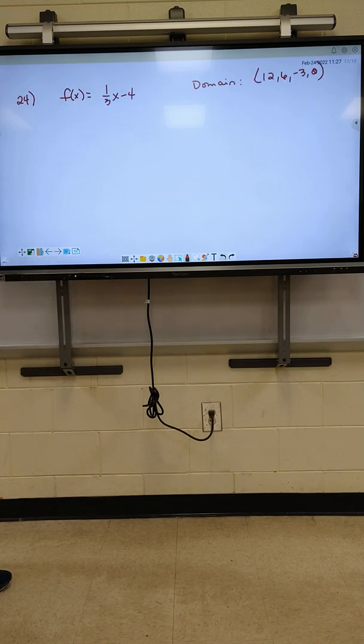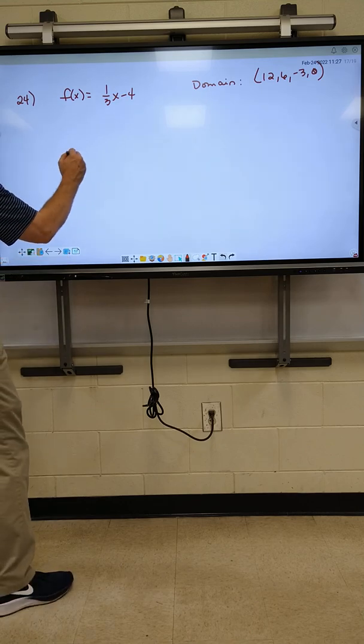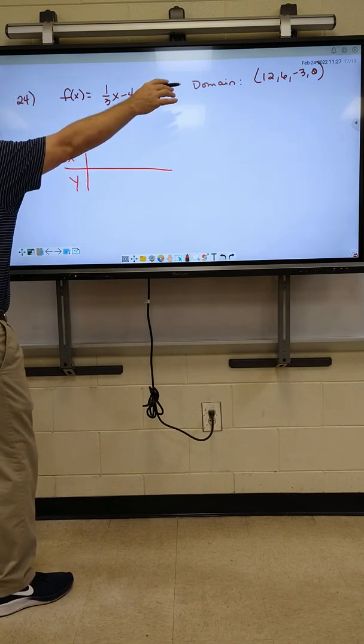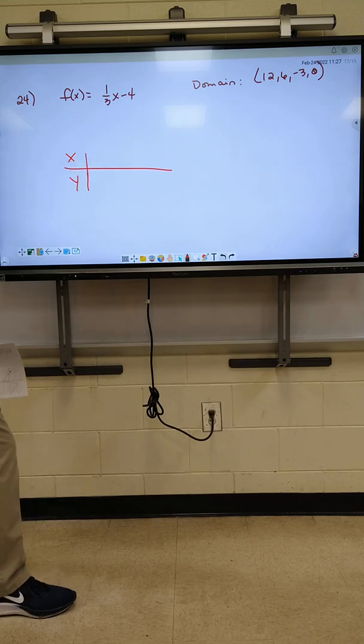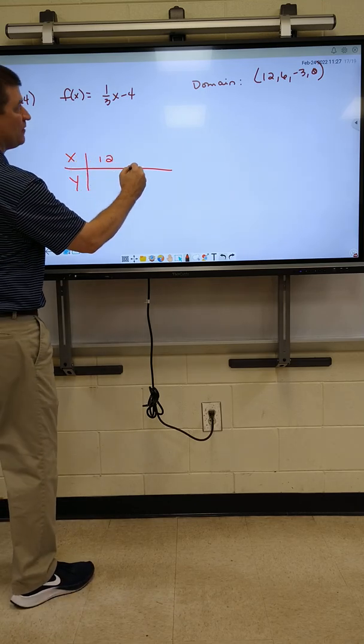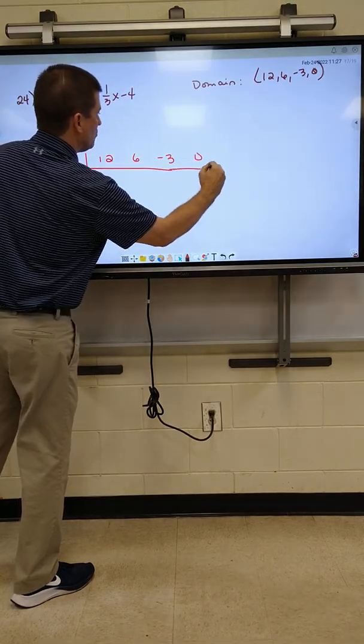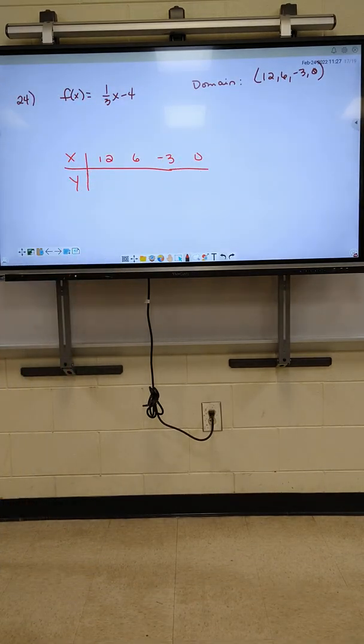All right, 24. We did some of these yesterday. You got to make an XY chart. Where do I plug the numbers in for the domain? The x's. So y'all got to put 12, 6, -3, and 0 right there. Make an XY chart, plug your domain in for your x's.